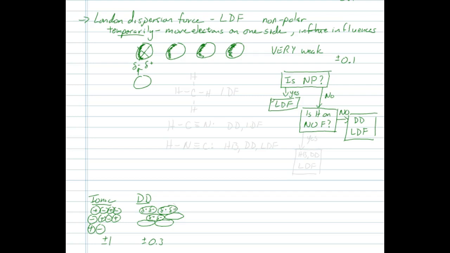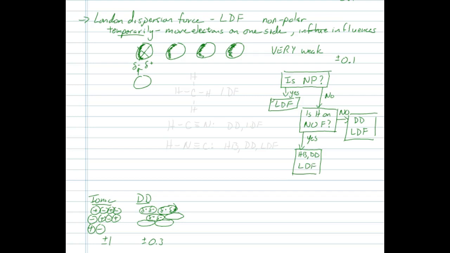The dipole-dipole might be, say, 0.3 here, and then the electrons happen to jump over there and make it 0.4, or they might pop over the other side and make it 0.2. So there are fluctuations. That's another reason why these are approximations. If it is yes, then you have all three: hydrogen bond, dipole-dipole, and London dispersion force.